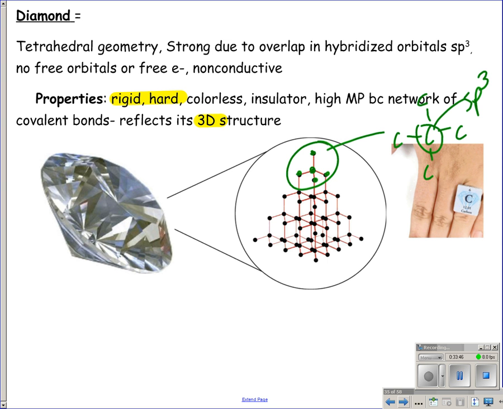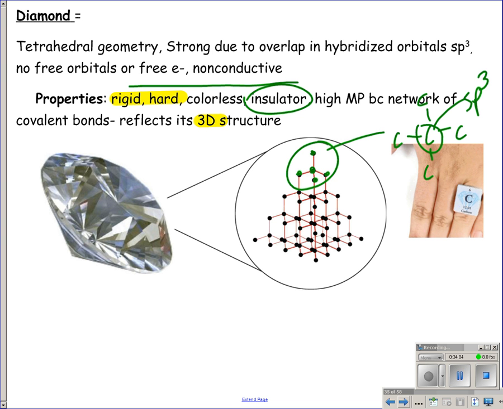That's kind of the connecting the dots there for you. So that's pretty much what all that says right there. Diamonds form a big network, which makes them have a really, really high melting point and boiling point, but they're insulators. They don't conduct at all. So network covalents have a variety of properties.